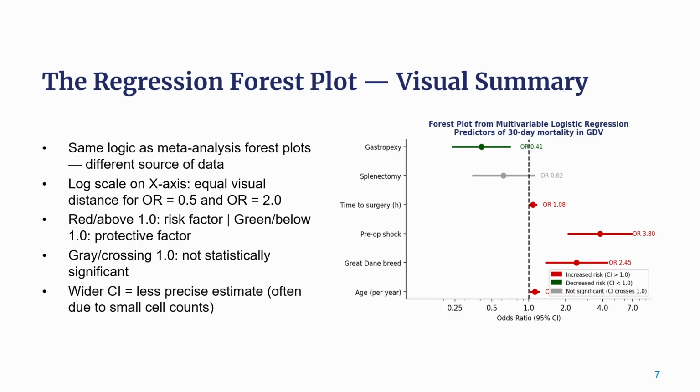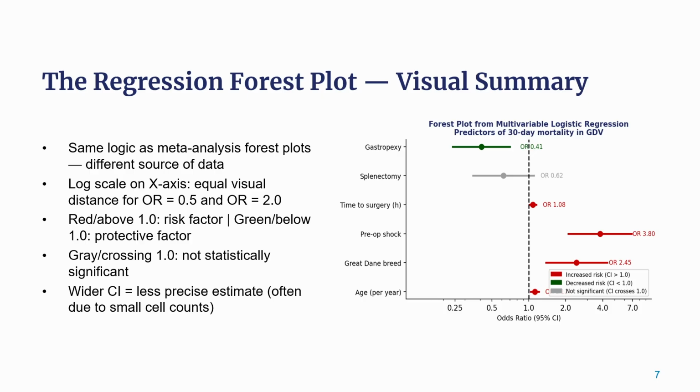Papers now visualize their regression results as a forest plot, the same format we saw in Talk 2, but now showing adjusted ORs from a regression model rather than pooled RCT results. Note the log scale on the x-axis. This is standard because it makes the plot symmetric. OR equals 0.5 and OR equals 2 are equidistant from the null at OR equals 1. If the scale were linear, protective effects would be squished near 0.